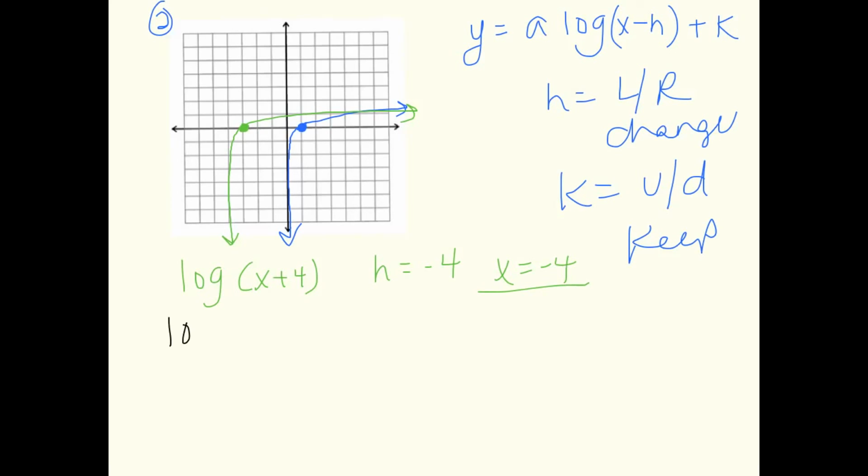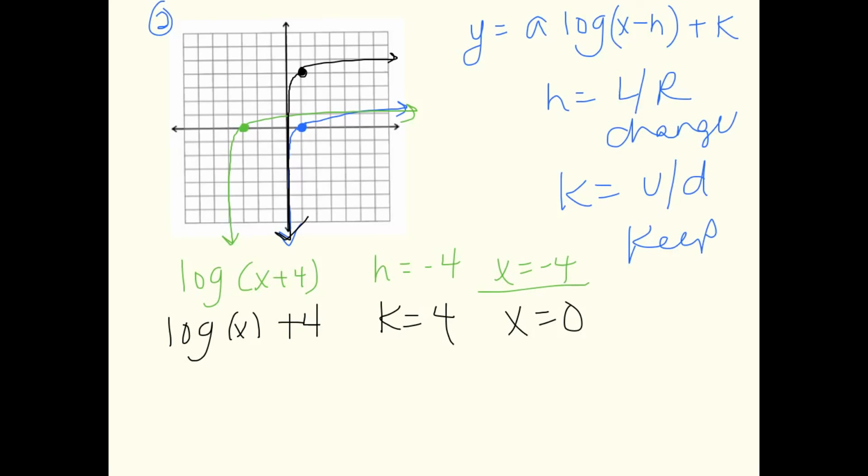Now your second one has log of x, plus 4. So the k is what you have. So that means we're moving up 4. 1, 2, 3, 4. Same curve of your graph, curves back 1. And that leaves your vertical asymptote at x equals 0.